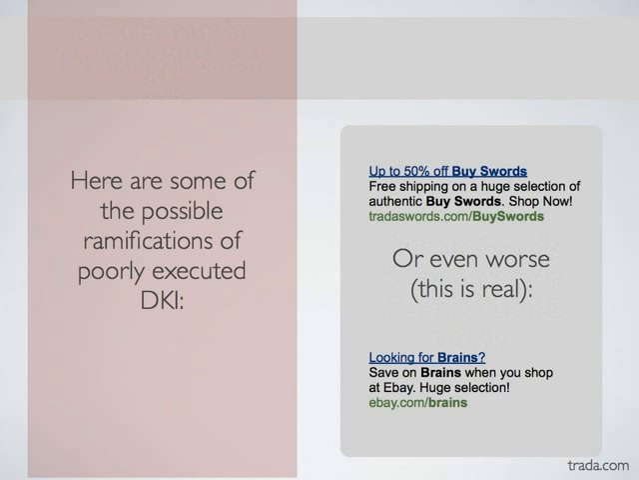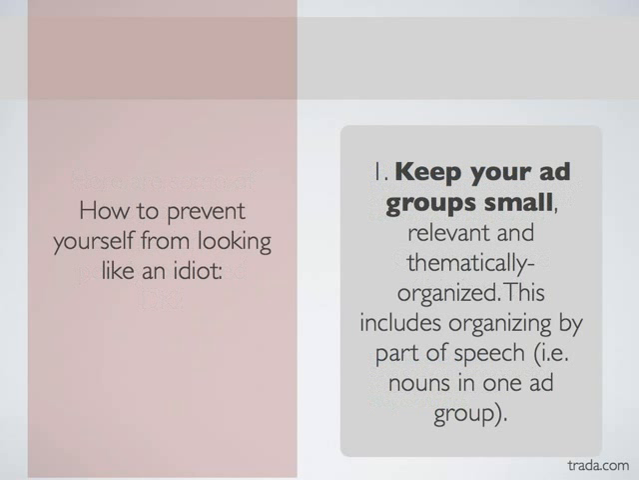And this is an actual real one down below, looking for brains. Save on brains. A zombie, also a natural enemy of the ninja. Right. So you want to be careful when you're doing dynamic keyword insertion. And here's how to prevent yourself from looking like an idiot.